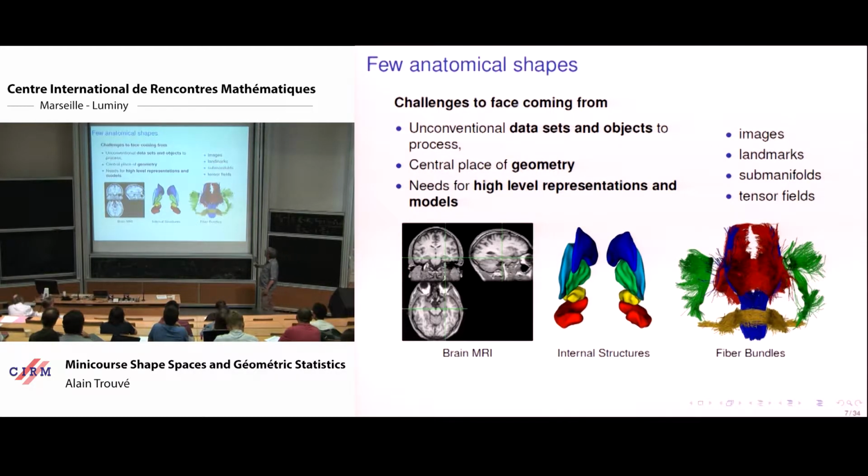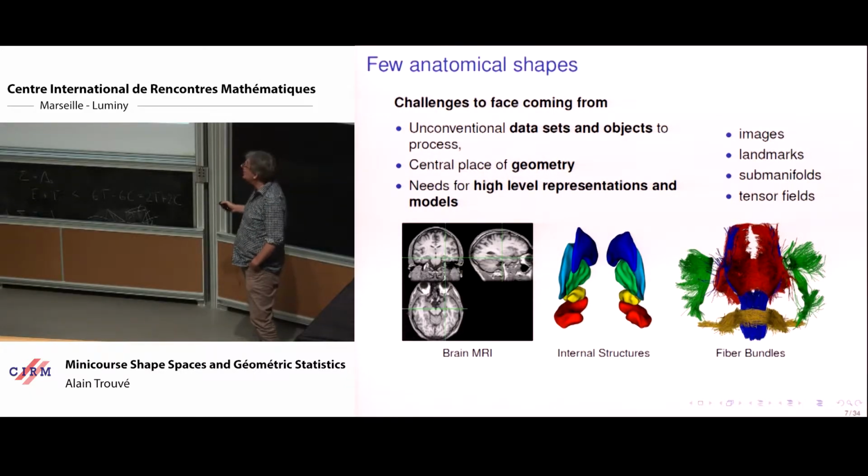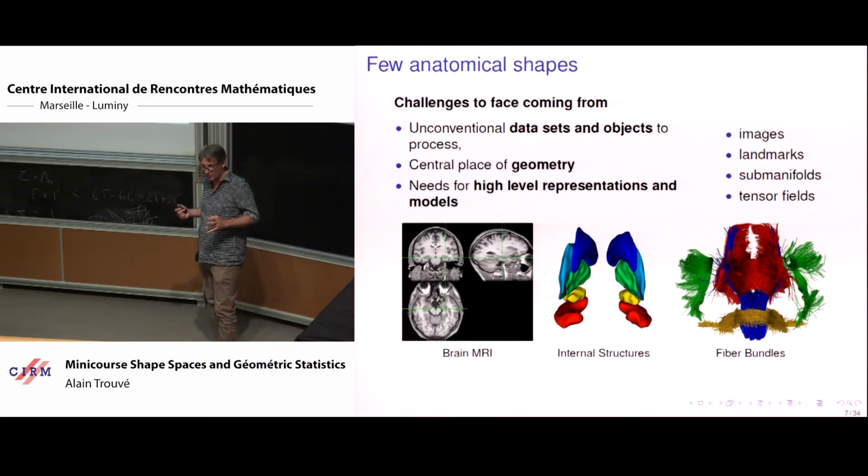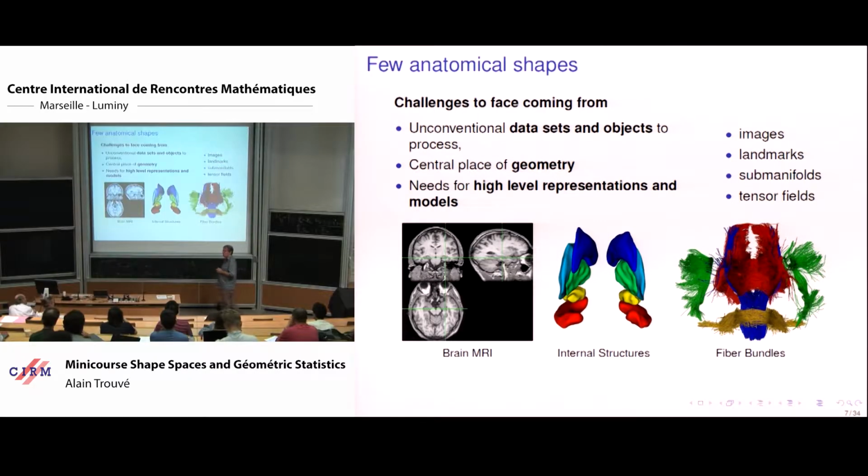We would like to work with these unconventional data sets and objects, and it's clear that in that situation geometry has a central place. For instance, in 3D medical imaging we have different shapes that usually do not intersect. You could think about different versions of this shape for different patients, but they will not have intersections. So you could say there is some kind of diffeomorphism action behind that. And so we need high-level representations.